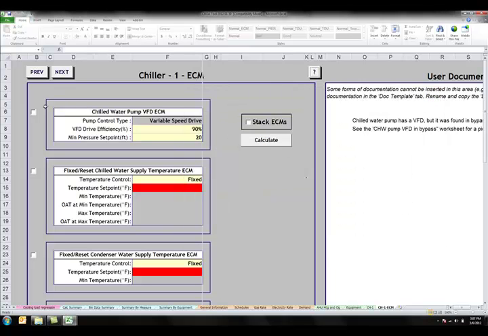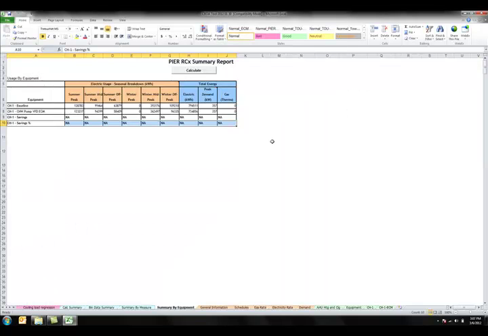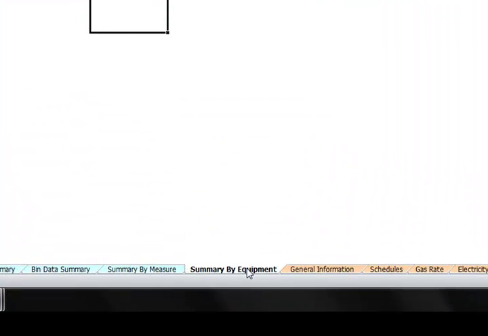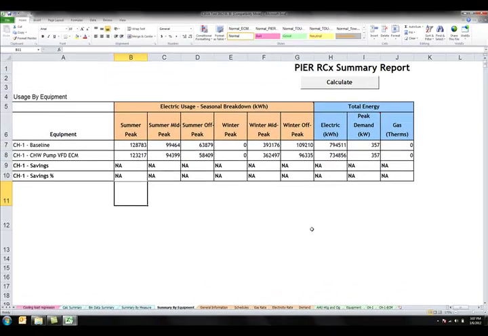So now we'll check the box next to the VFD measure, click Calculate, and then we'll wait for the tool to do the calculation. Now we can look at the results. On the Summary by Equipment worksheet, we can see the energy usage by piece of equipment. You can see the electric usage per utility period. Note that the winter peak period usage is 0 as expected because this period was not included when we defined the utility periods.